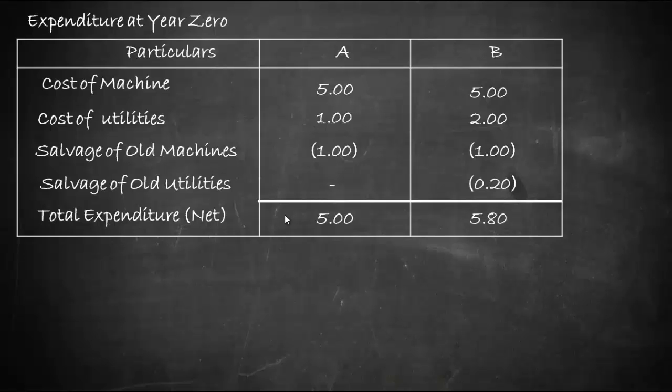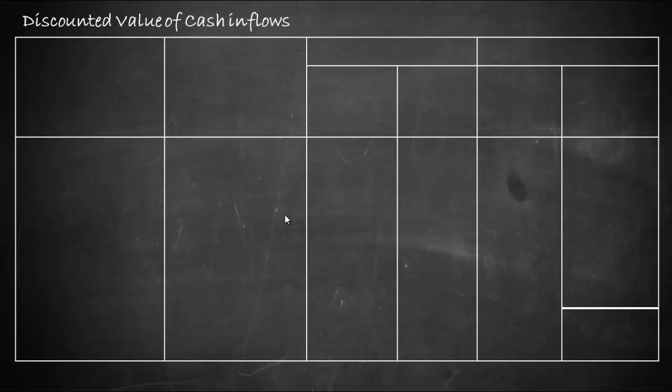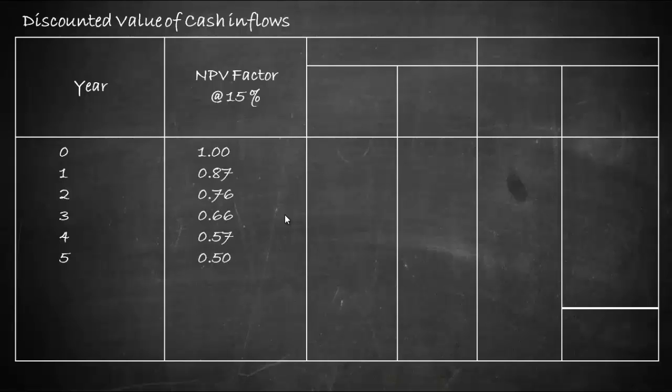Now we'll move on to the discounted value of cash inflows. So we'll give the year information. It is 0 to 5. 0 stands for the initial outflow, and in year 5 we'll have both the regular cash flow at year 5 and the terminal cash flow of disposal of machineries. Then we'll also list out the NPV factors, which we have picked up directly from the question. Then we'll move on to mission A. We have cash inflows and outflows of mission A.